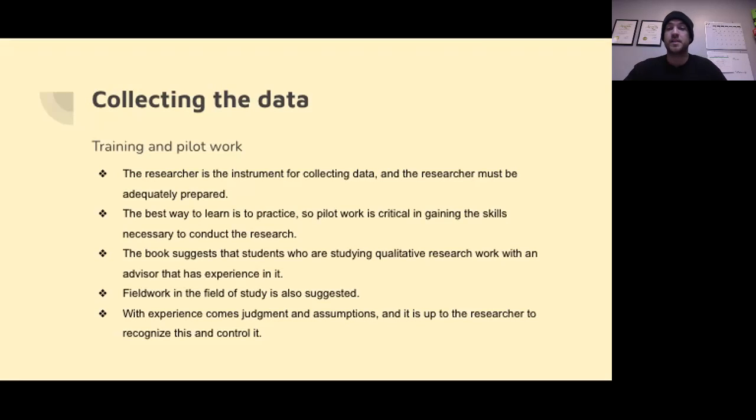The book suggests that if you're a student doing qualitative research, you should pick an advisor that has experience in the field. Fieldwork is suggested to gain experience, but with experience comes judgment, assumptions, and bias. It is up to the researcher to recognize that this could be a problem and to be 100% sure that they do not let this affect their approach.